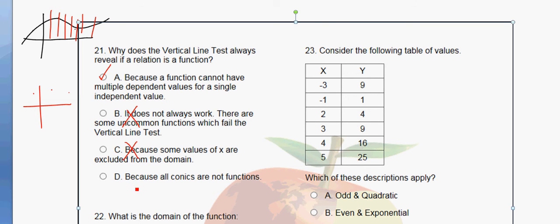And then part D, because all conics are not functions, well, whether that's true or not, that has really nothing to do with the vertical line test, right? Conics are things like circles, an ellipse, and a hyperbola, a parabola. Those are all conics. And in fact, some conics are functions, right? A parabola could be a function. So again, this is not even true, and it doesn't have anything to do with the vertical line test anyway. So choice A has got to be the right one.